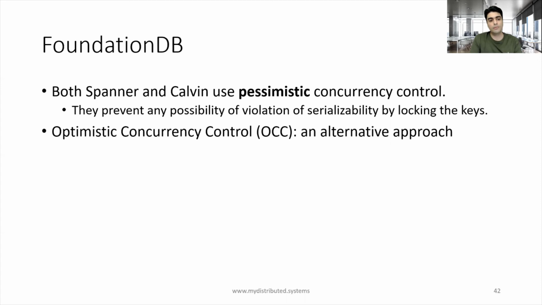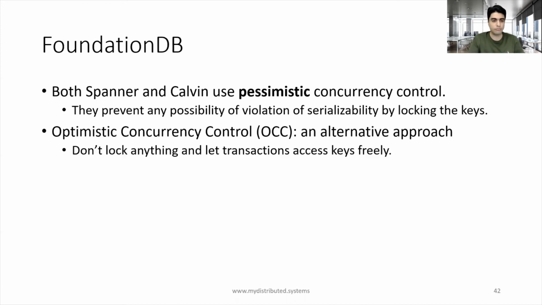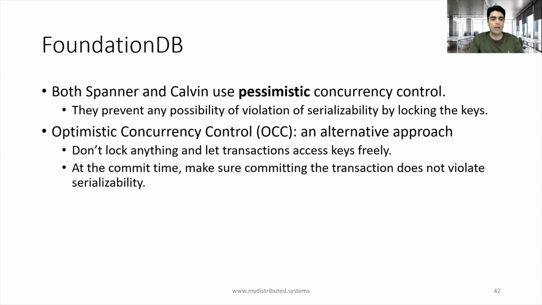FoundationDB uses an alternative approach, which is known as optimistic concurrency control, or OCC. So in OCC, we don't lock anything and let transactions access keys freely. And at commit time, we make sure that committing the transaction does not violate serializability, right? So it's very optimistic. We say hopefully it doesn't cause any issue, but at commit time I check, and if I see that committing a particular transaction violates serializability, then I abort the transaction.